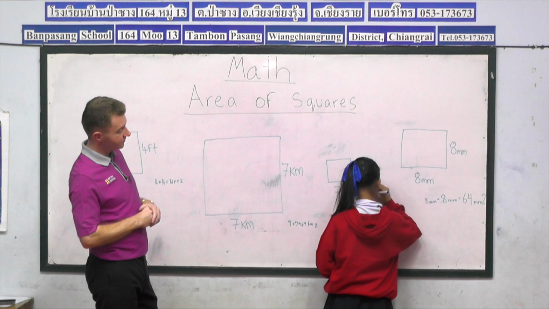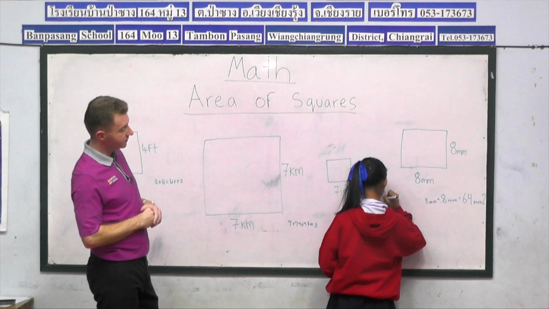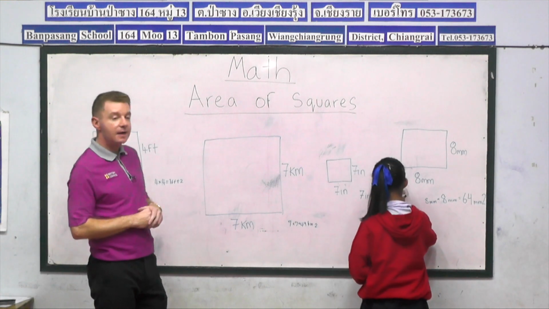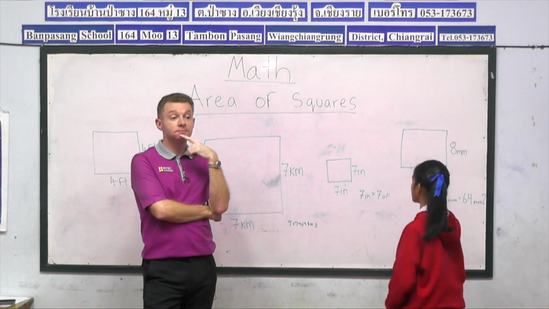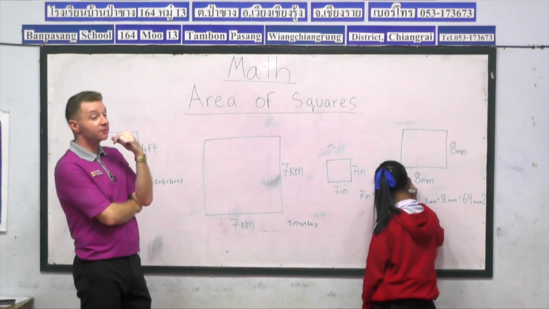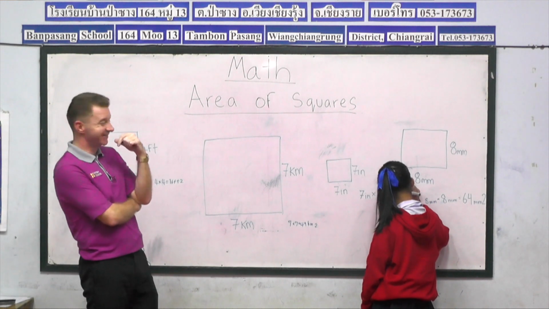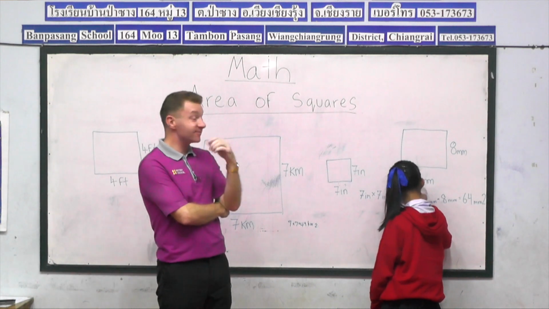Seven inches times 7 inches. So 7 times 7, guys, what do we think? 7 times 7 equals 49 inches squared. And number 2 at the end to demonstrate squared.